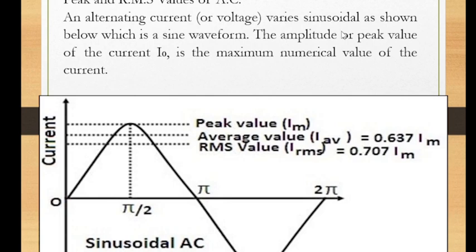So an alternating current varies sinusoidally as shown below, which is in a sine wave form. The amplitude, or peak value of the current, I naught, is the maximum numerical value of the current.